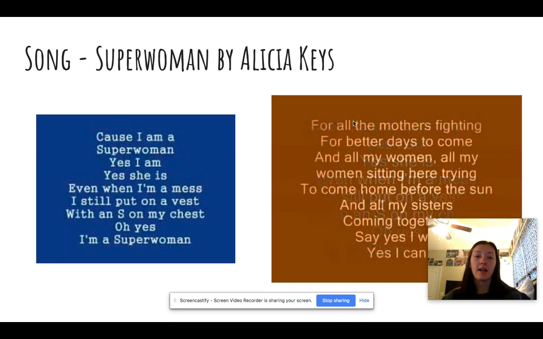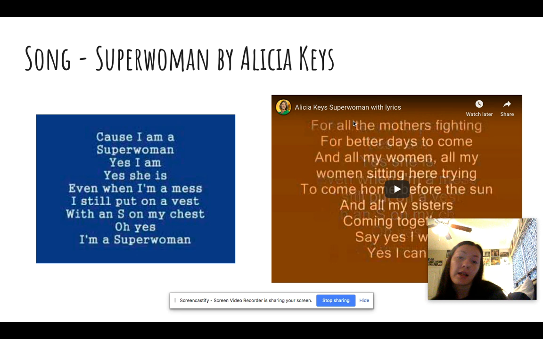And then the next song would be Superwoman by Alicia Keys. Alicia Keys is very involved. She's an activist, a feminist, very involved in helping women be who they truly can be. I think that's the term I'm looking for. But this says, because I am a superwoman, yes I am, yes she is, even when I'm a mess, I still put on my vest with an S on my chest, oh yes, I am a superwoman.